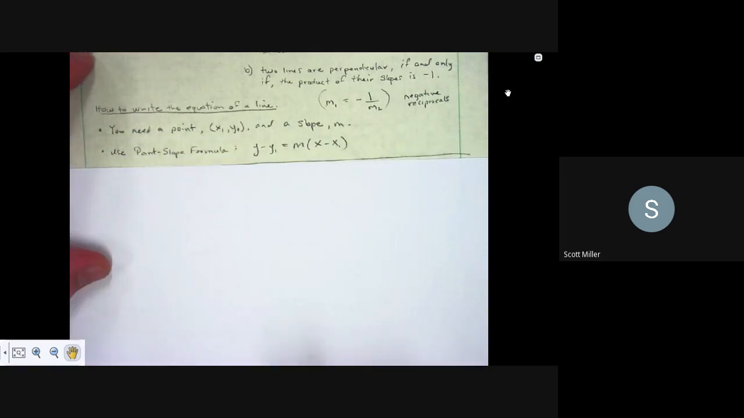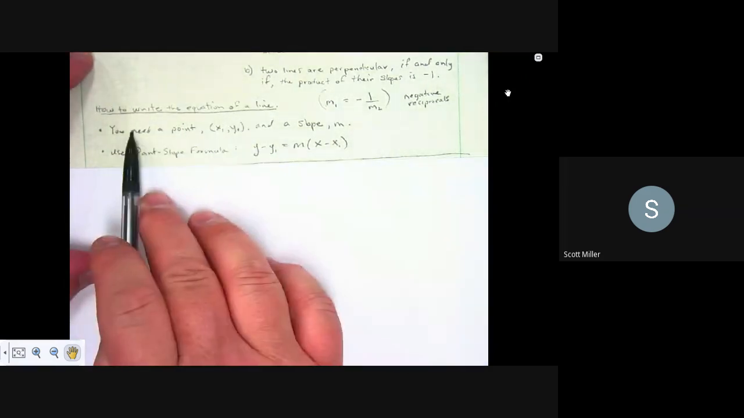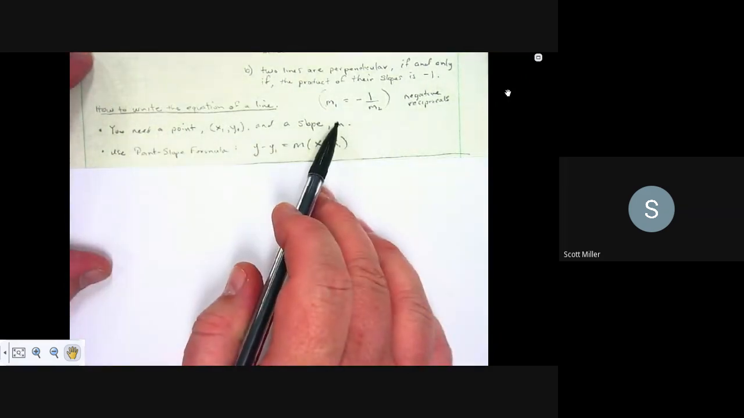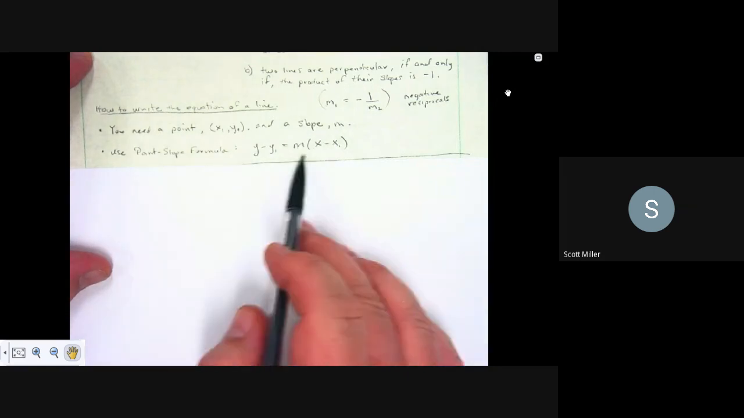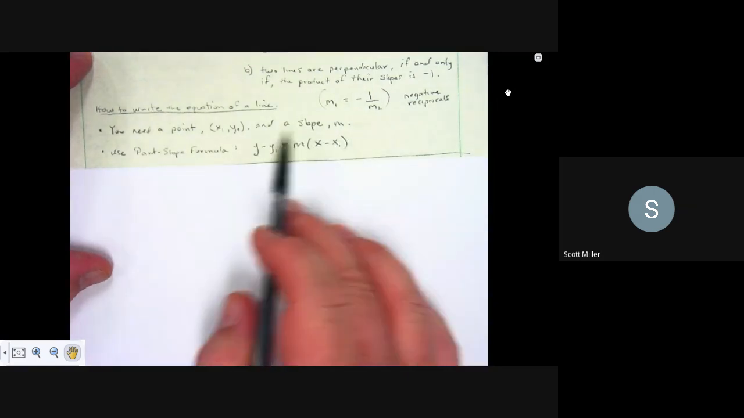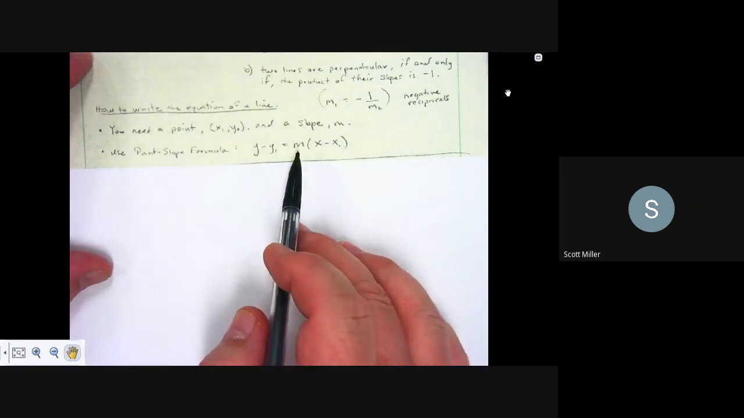So we're going to be looking at parallel lines and perpendicular lines, determining when they are parallel and perpendicular and how to figure that out. And we're also going to learn how to write equations of lines again. So here's a little refresher. To write the equation of a line, we need to know a point and a slope. And then we can use the point-slope formula to create our equation. Okay, and I'm going to show you some examples of this. Here we go. So here's some information.